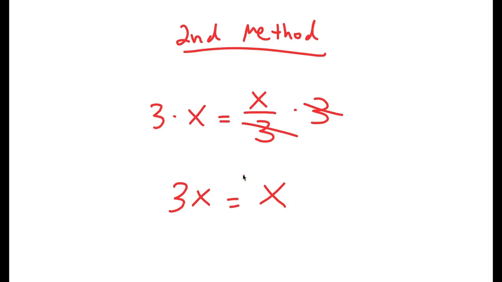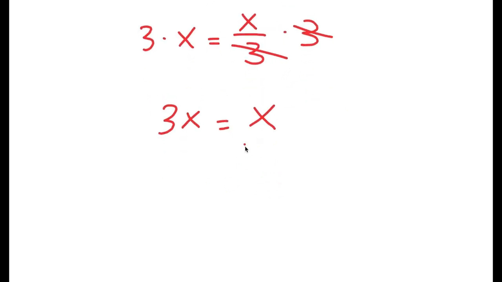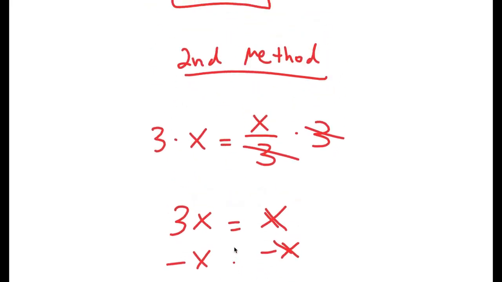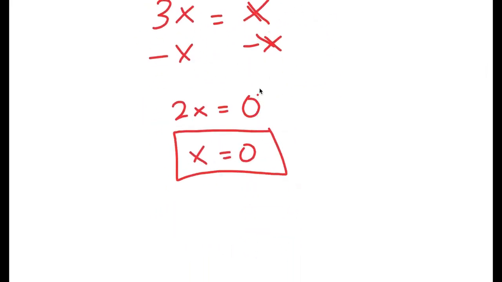So now, the mistake that most people make here is that they divide both sides by x. And when you do this, you just get that 3 is equal to 1, which is a false statement. What you have to do is subtract x on both sides. So now you get 2x is equal to 0, and x is equal to 0. So those are two methods of solving this equation.